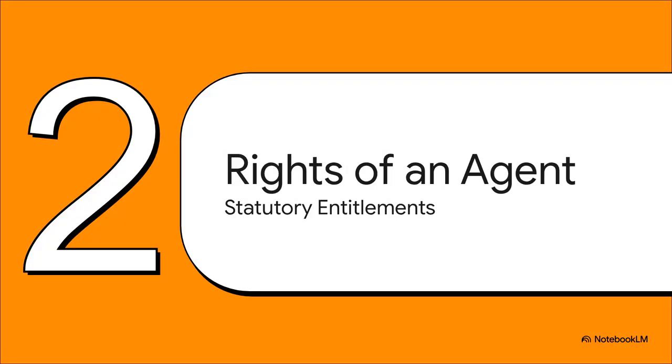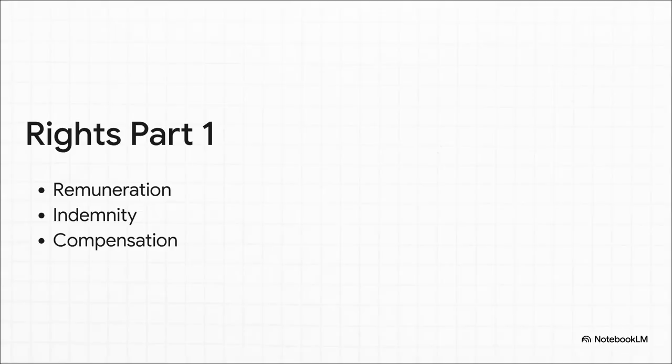Moving on to Section 2, Rights of an Agent, Statutory Entitlements. Right to remuneration, Sections 219 to 220, agreed commission, payable upon completion. Right of indemnity, Sections 222 to 223, for lawful acts in good faith. Right to compensation, Section 225, for injury caused by principal's neglect.